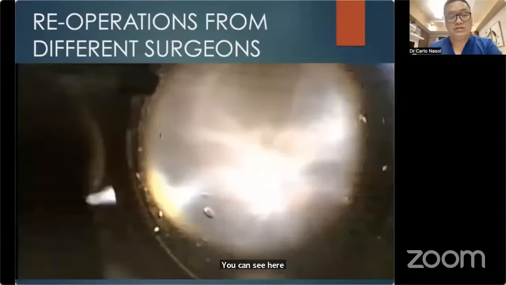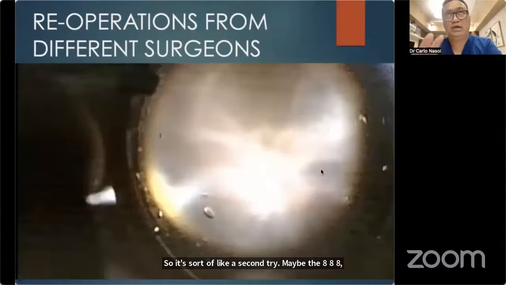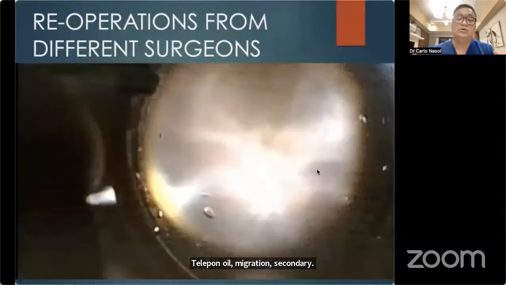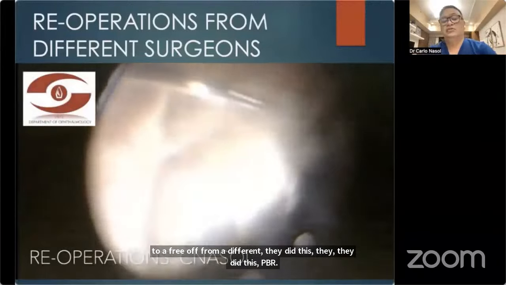Next, reoperations from different surgeons. We do usually get referrals from different hospitals, so it's sort of like a second try. This is a case of a subretinal silicone oil migration secondary to a re-op from a different surgeon. They did the scleral buckling, vitrectomy, and the silicone oil. Eventually, we went into PVR. So again, they asked for help to repair the retina.